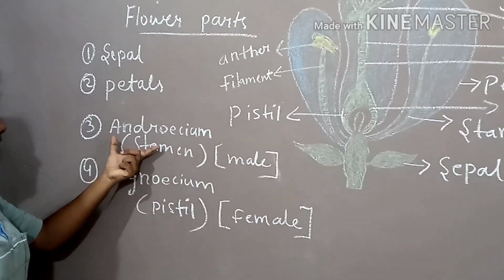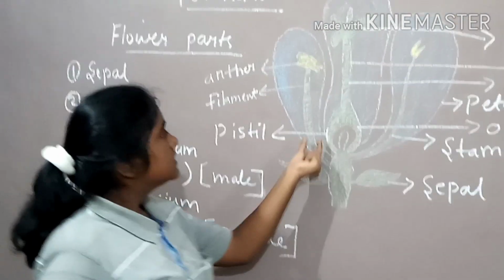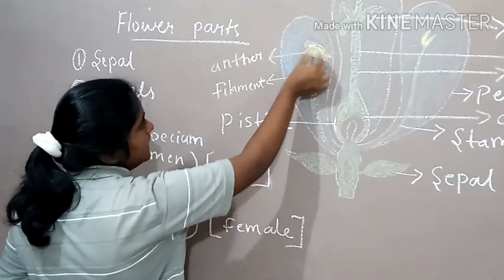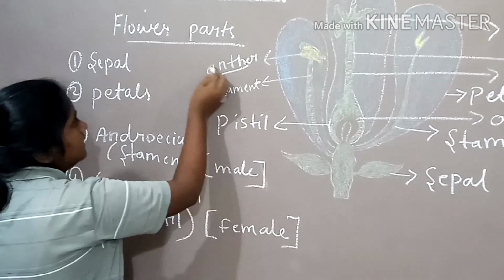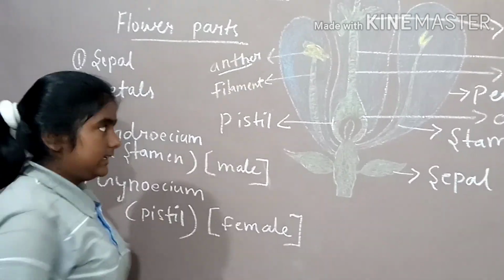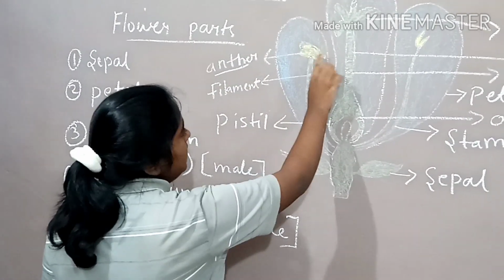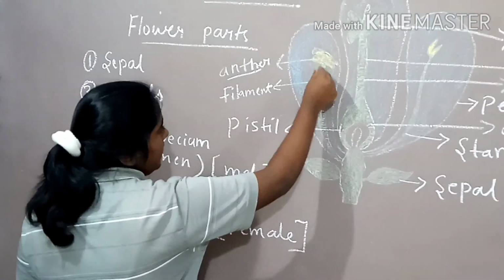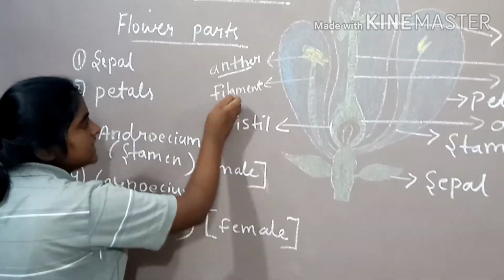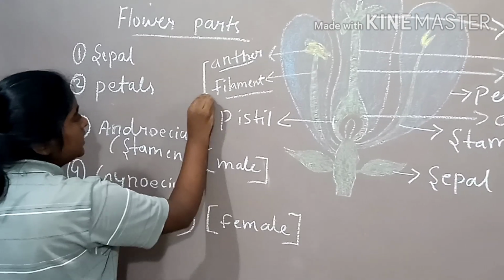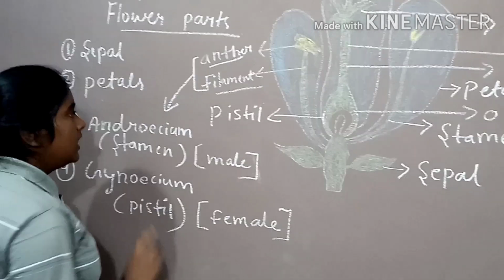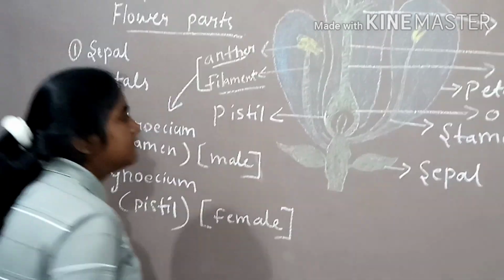Now the androecium. It also has two parts. This part is known as anther, and anther contains the pollen grains. You can see the yellow part is anther. The tube-like structure after the yellow part is known as filament. These both are parts of androecium, meaning the male reproductive part of a plant.